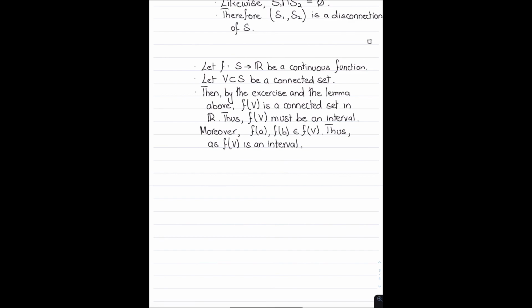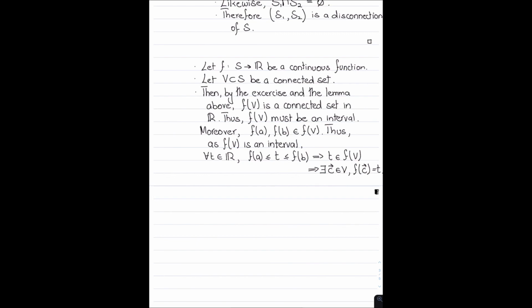every point between f of a and f of b also lies in f of V. So as f of V is an interval, for all t in the set of real numbers, if f of a is less than or equal to t, which is less than or equal to f of b, then t is an element of f of V, which implies, of course, that there exists a c in V such that f of c is equal to t, and that completes the proof.